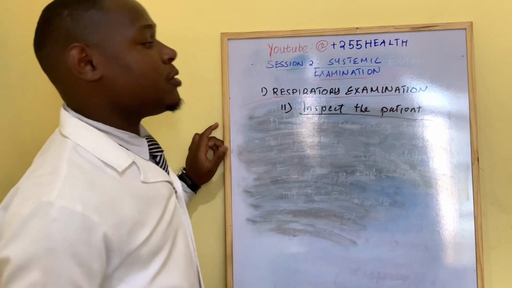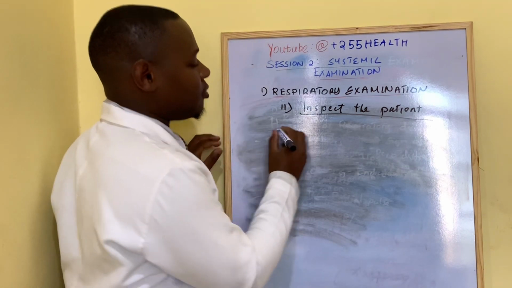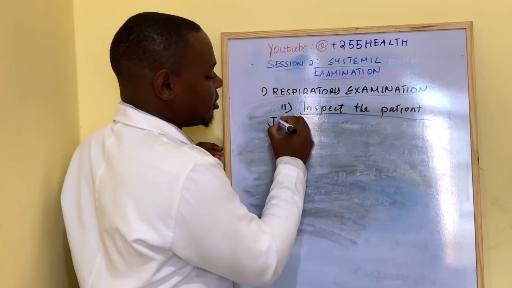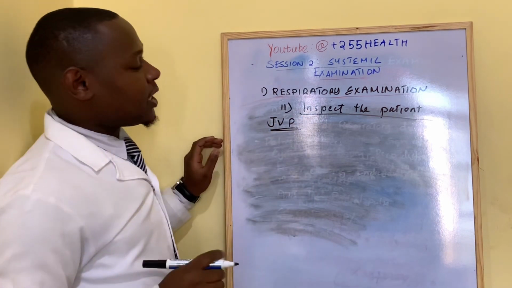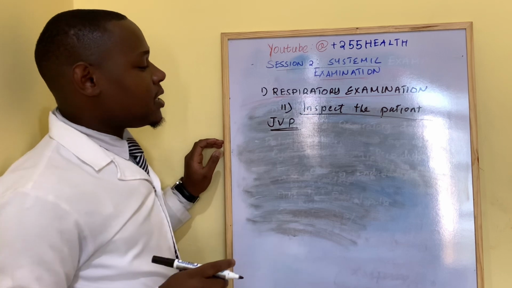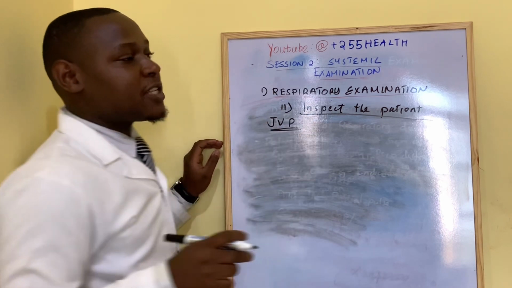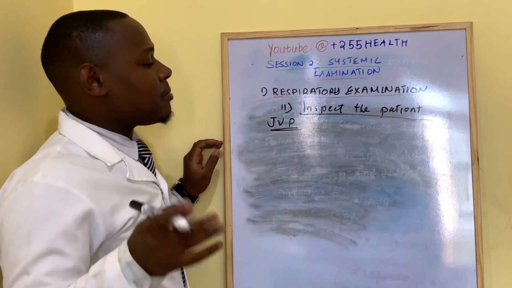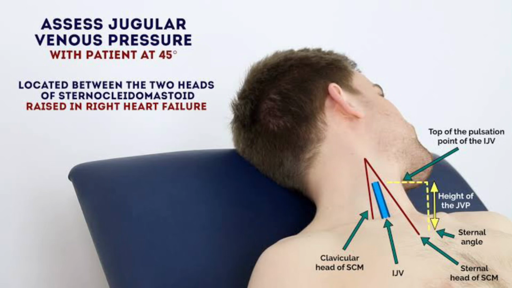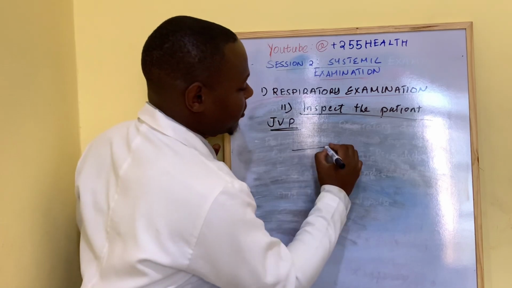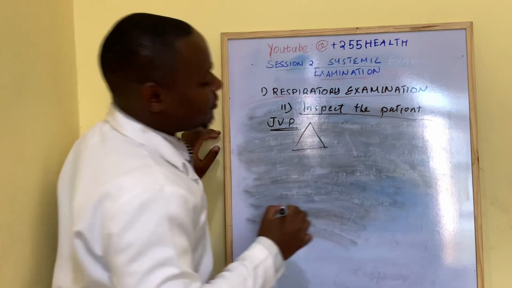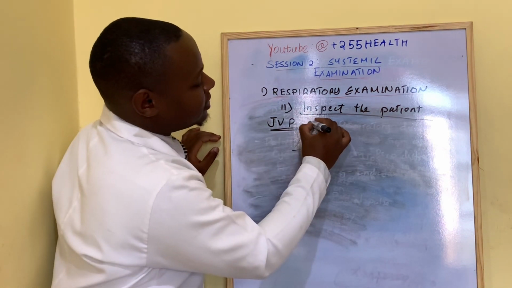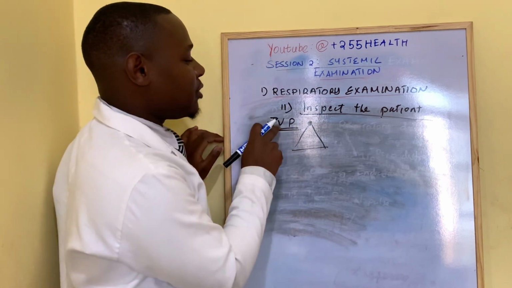From then, you go on and check for the jugular venous pressure. So the jugular venous pressure, you're going to check it in the sternocleidomastoid muscle, especially in the top borders. So when you have the clavicle, and you have the lateral border and the medial border, at the place where there's the highest pulsation, that's where you're going to check for the JVP.